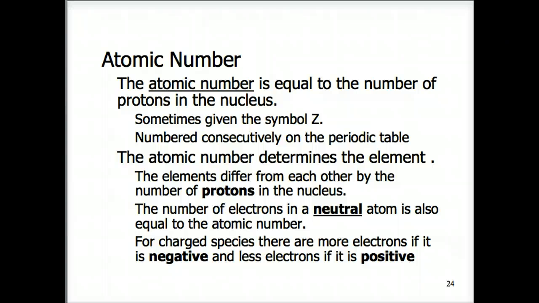The number of electrons in a neutral element is equal to the atomic number. If, by chance, the atom is charged, meaning it carries a positive or a negative charge, that means it has a different number of electrons than it does protons. If it's negative, it has more electrons than protons, and if it's positive, it has more protons than electrons.